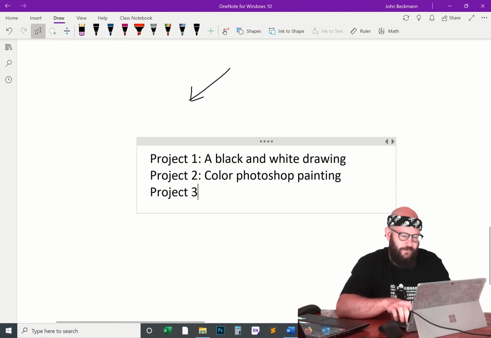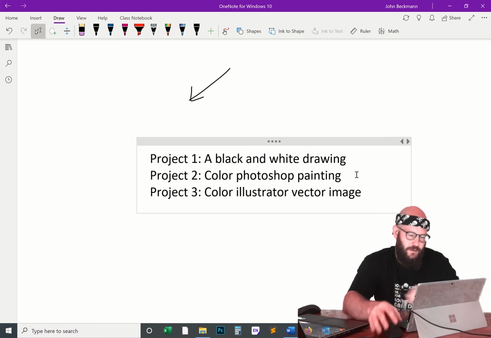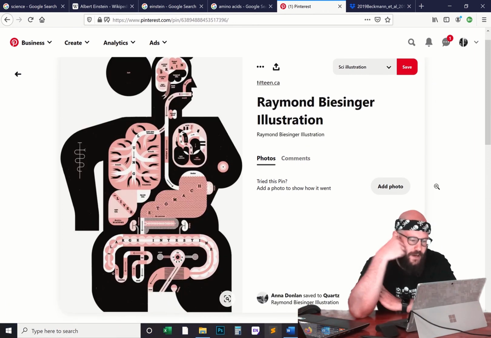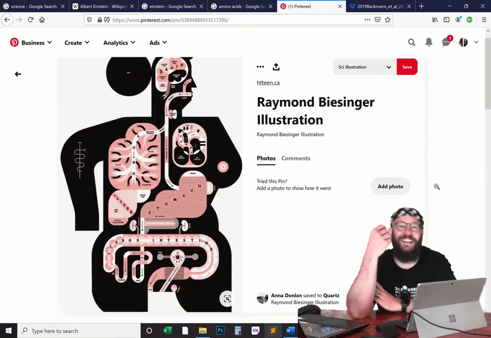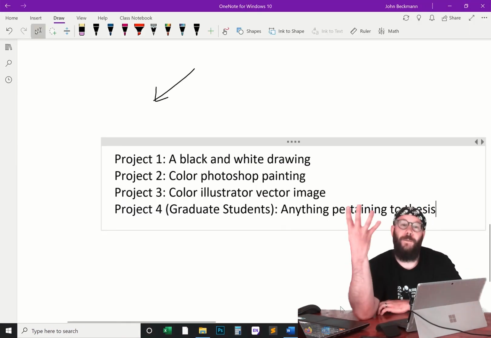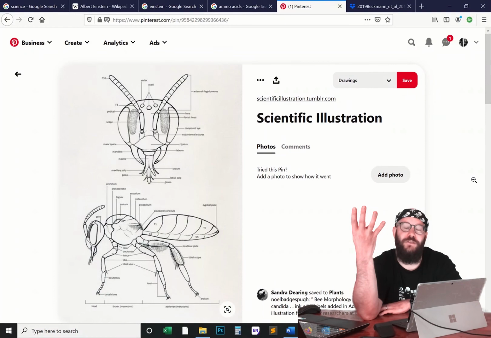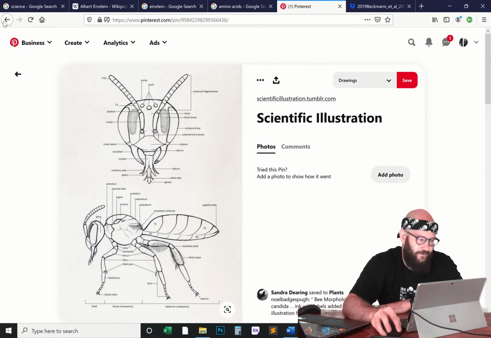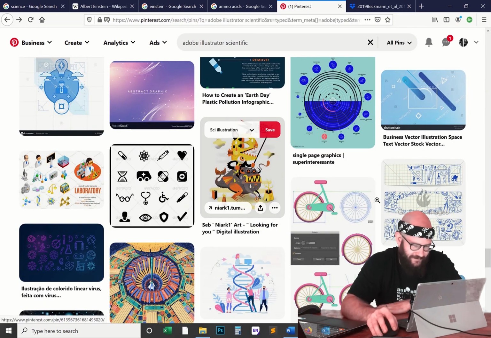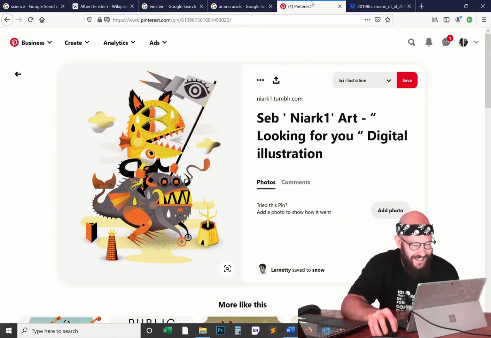Project three, a color Illustrator vector image. You get the point. Project four, for graduate students, anything relating to your thesis. These are all examples. Good luck.